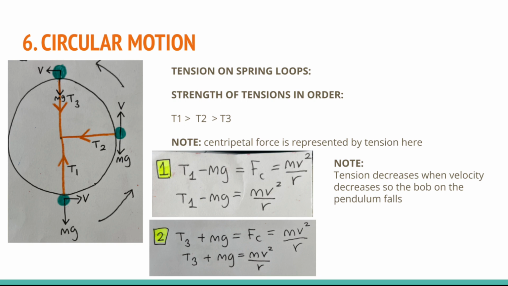And you have to note that tension decreases when velocity decreases. So this means that the bob of the pendulum will fall down if the velocity decreases too much.